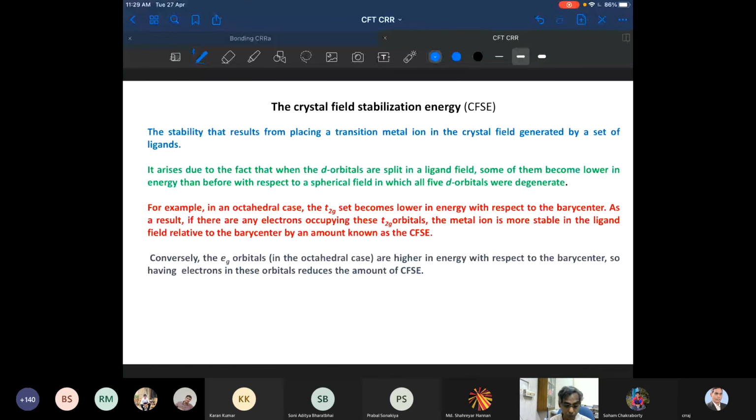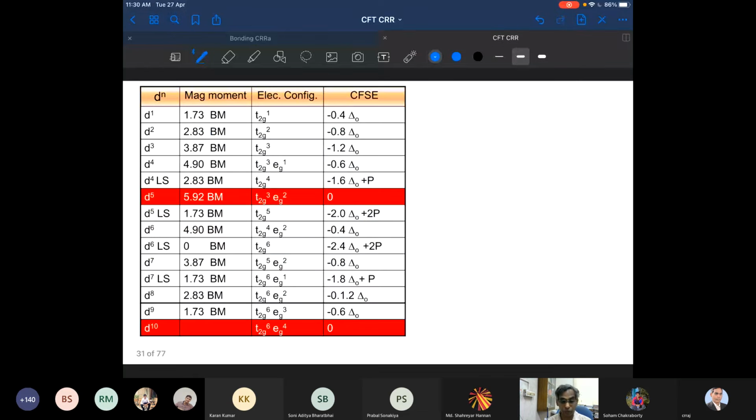You can read through the stability that results from placing a transition metal ion in the crystal field generated by a set of ligands. Whatever I have already mentioned, the important thing is the CFSE. The t2g set becomes lower in energy with respect to the barycenter. Occupying this t2g orbital, the metal ion is more stable relative to the barycenter, and the amount is known as the crystal field stabilization. Already I explained everything. Now I put it in the table.